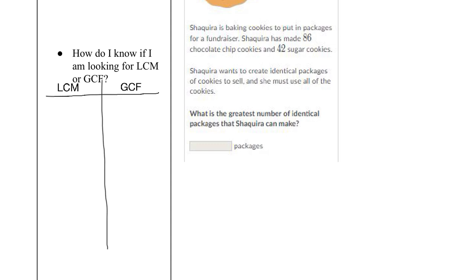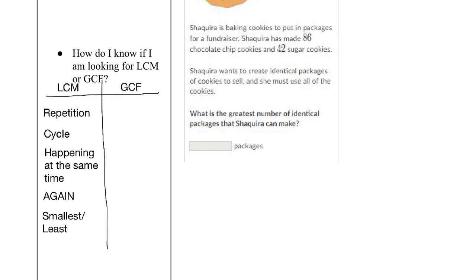If the word problem mentions anything about repetition or a cycle repeating, then you know you're using LCM. Also, anything that talks about happening at the same time or the keyword again. And obviously, if you see smallest or least in the word problem, you'll be looking for LCM.